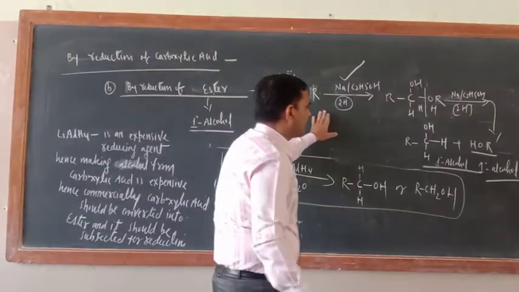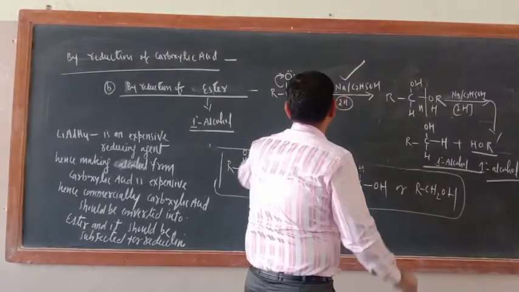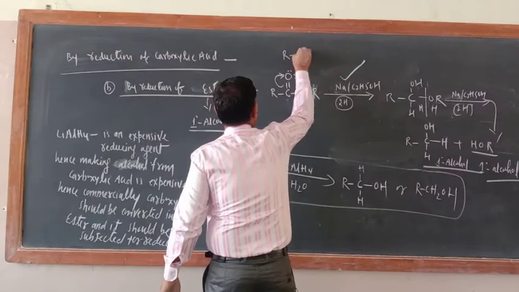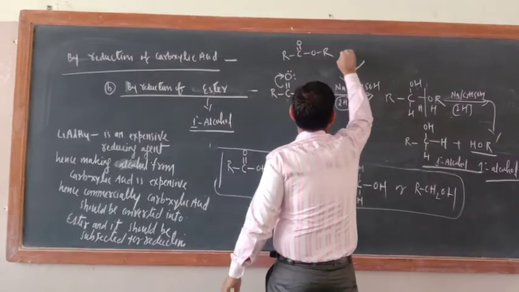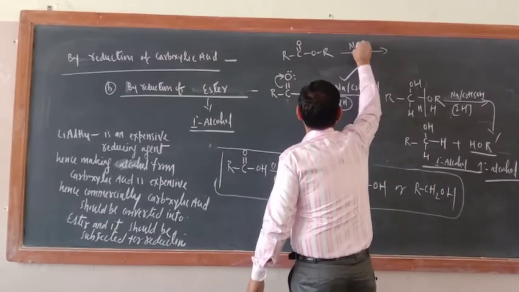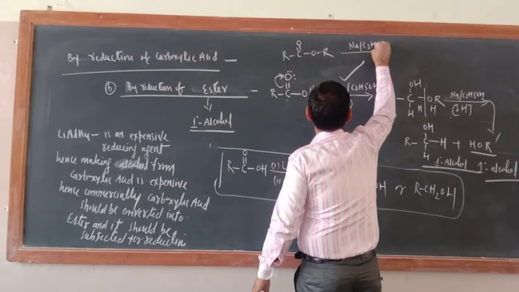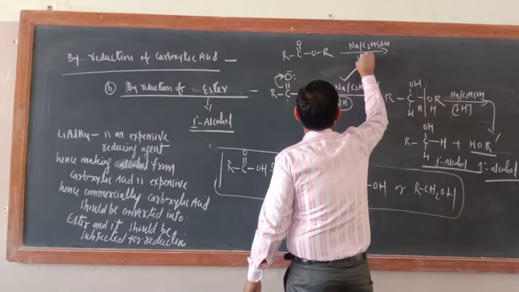One more thing: here I wrote a 2-step reaction. You can write in 1 step only, RCOOR. Now here take Na/C2H5OH and here take 4H.